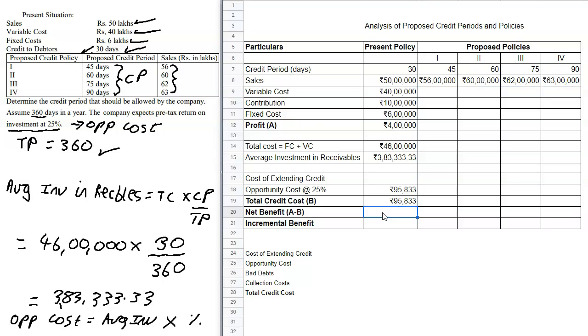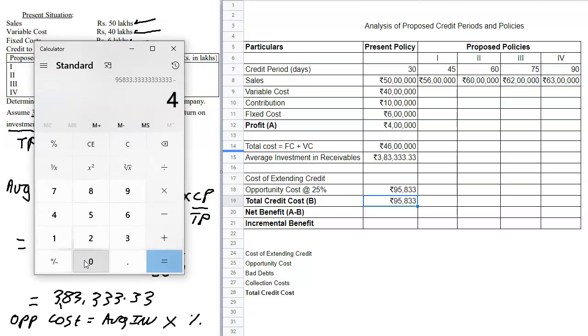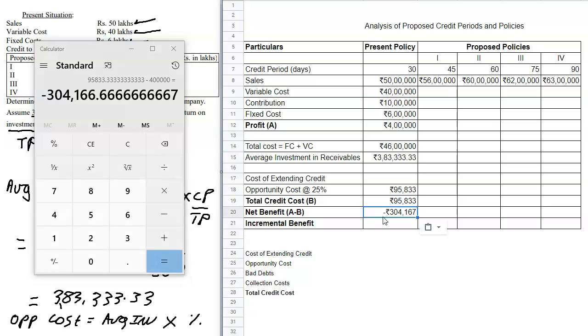Okay, so how do I get net benefit? I will take 4 lakhs and I'll minus 95,833. I already have 95,833 on the calculator, so I'm just going to subtract 4 lakhs from this. I'll get a negative number, but I know that this is positive, so it's going to be 3,04,166.67. And keep in mind, from here onwards we are likely to have decimal points. Okay, so it is necessary that you show them up to 2 decimal places like this.